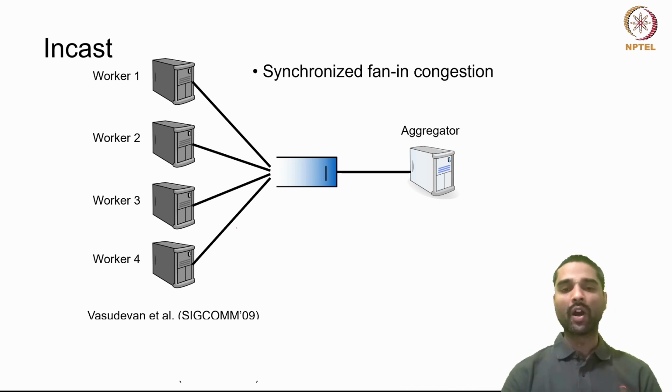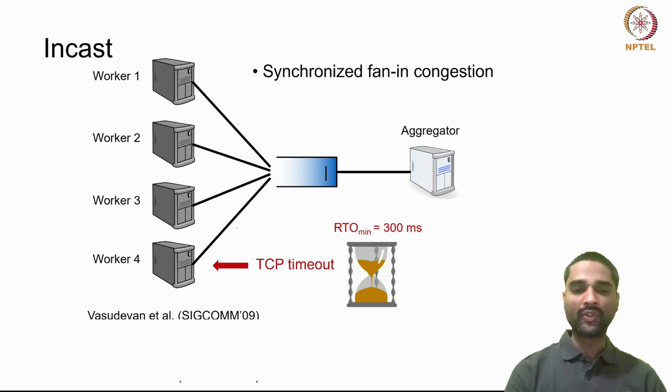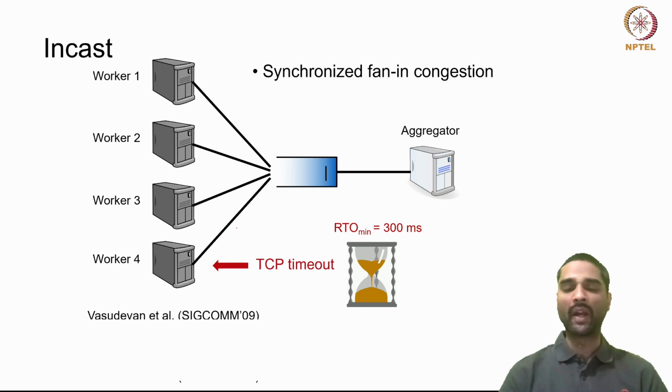And when this occurs, the worker would time out. In this case, when we see that worker 4's packets were dropped, there would be a TCP timeout at worker 4, with the RTO time being 300 milliseconds that you could set. It would infer that there was a packet loss and retransmit those packets back to the aggregator. And this is what we call the basic incast aspect.